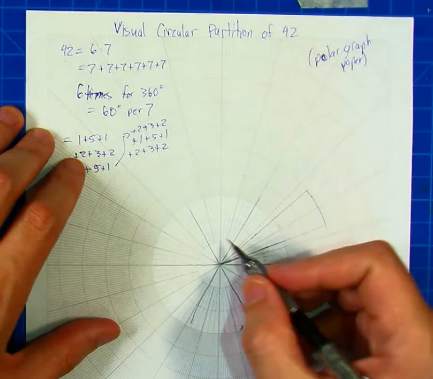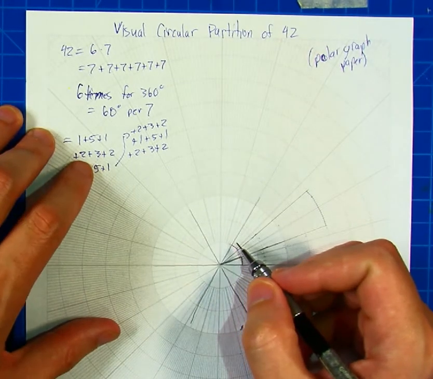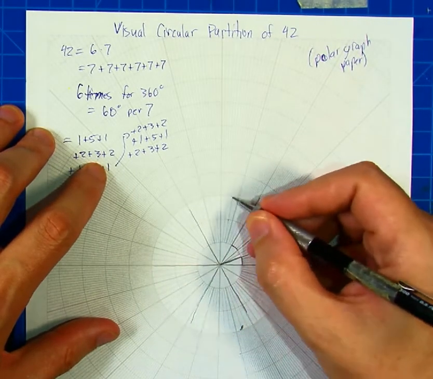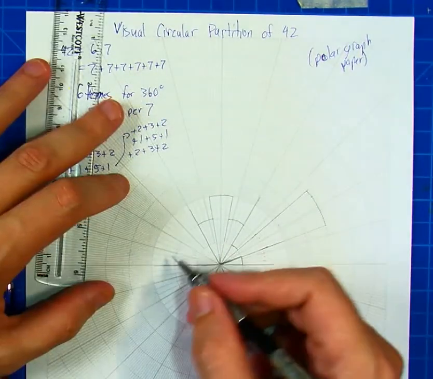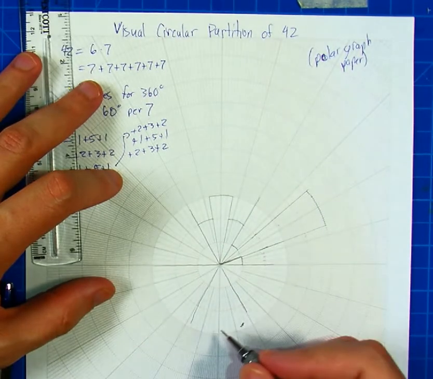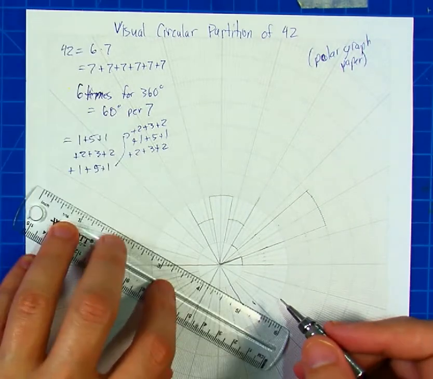In this next wedge, every 20 degrees, I'll alternate between 2 and 3 and 2. Then I'll do another 1, 5, 1, another 2, 3, 2, another 1, 5, 1, and a last 2, 3, 2.